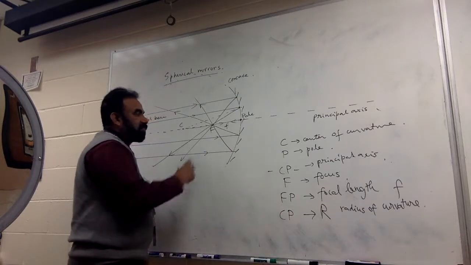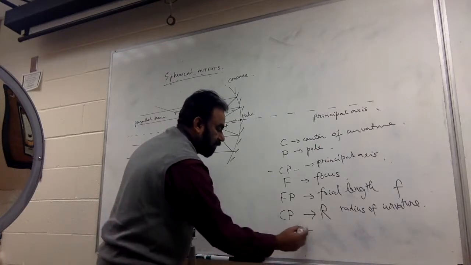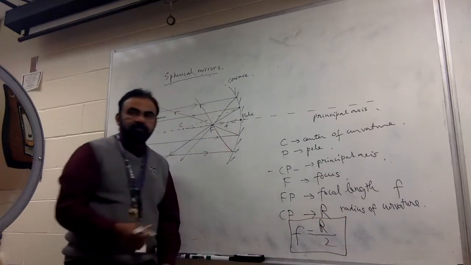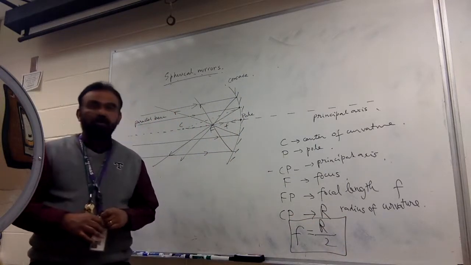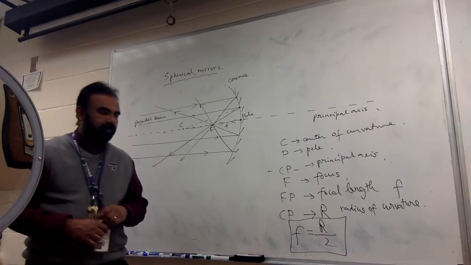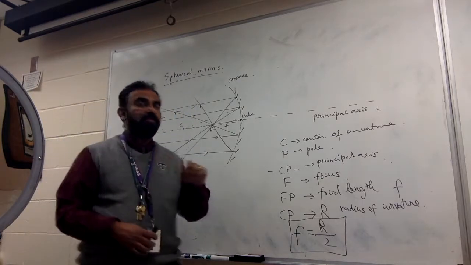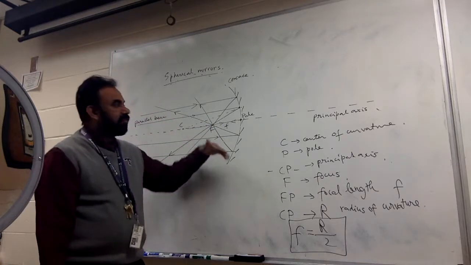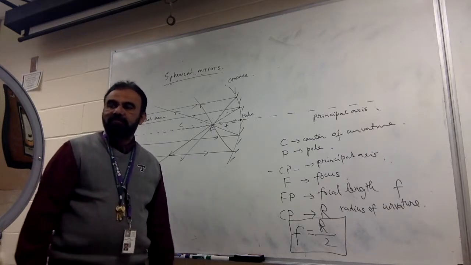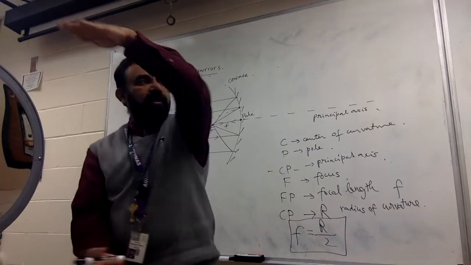And the connection between radius of curvature and focal length: the focal length is radius of curvature over 2. The focal length is half of the radius of curvature. And this is only for a narrow parallel beam of light. If you take a wide beam of light, this doesn't really apply. We'll see that later. So we are talking about a narrow parallel beam of light, not this wide stuff.